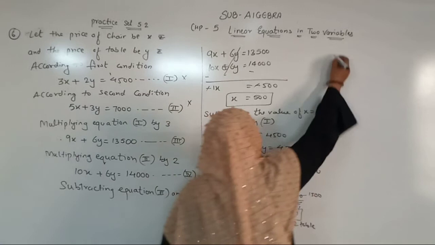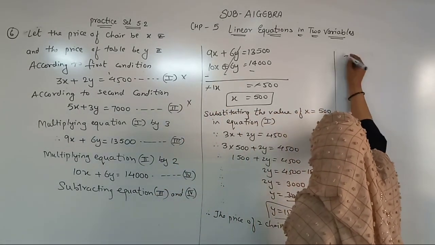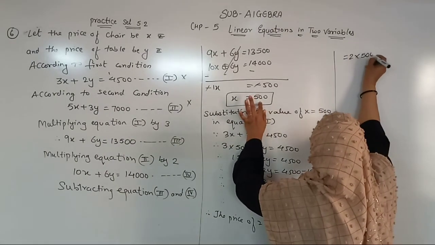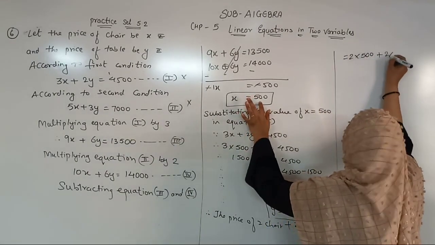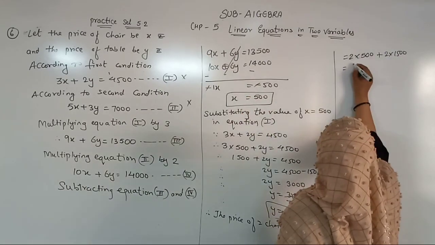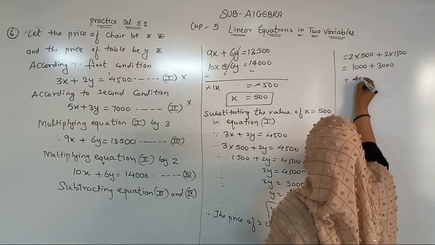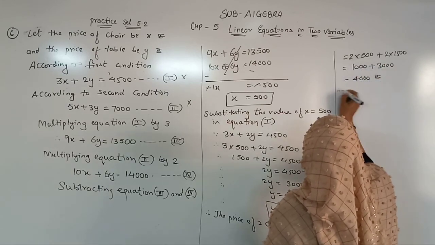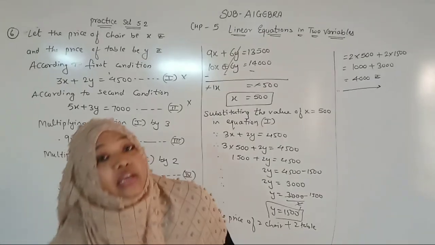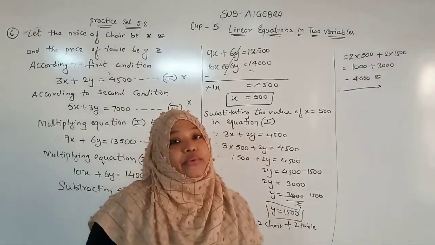Okay, I am continuing here, beta. See, 2 into the price of x, I got 500, and for the table I had taken y. What is the price of y? 1500. 2 5s are 10, 3 2s are 6, so therefore 4,000 rupees. Last, do not leave it like that. You have to write the statement. Write a direct statement: the price of 2 chairs and 2 tables is 4,000 rupees.